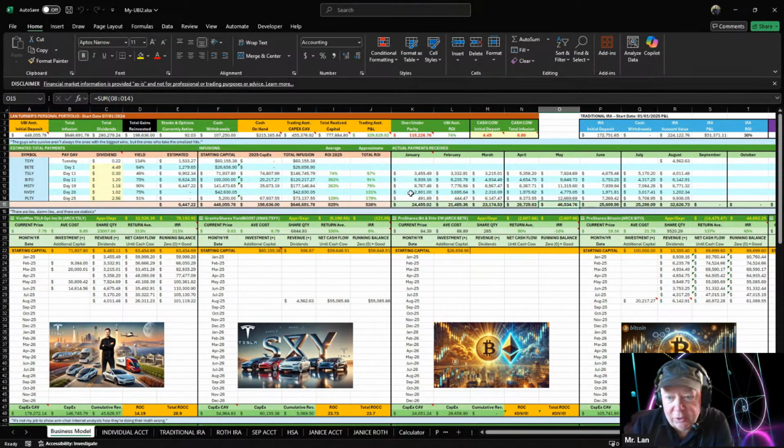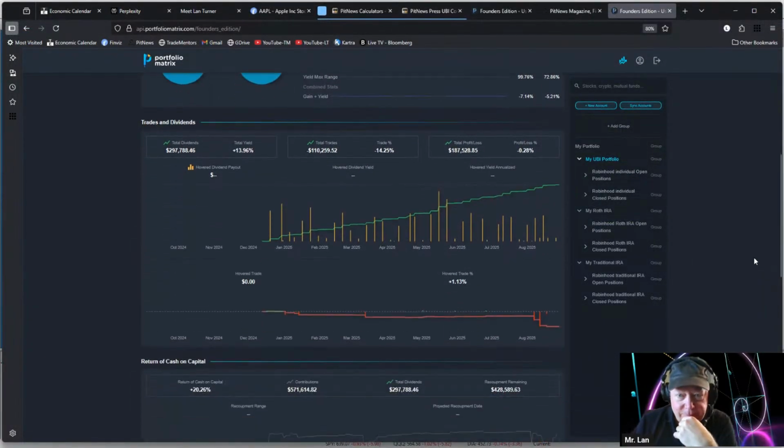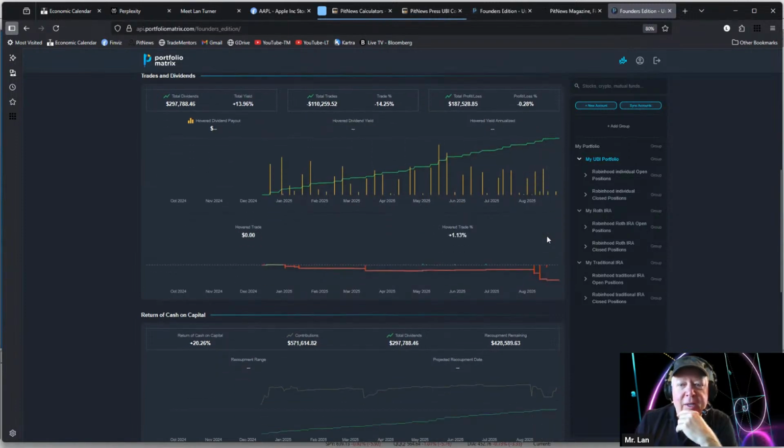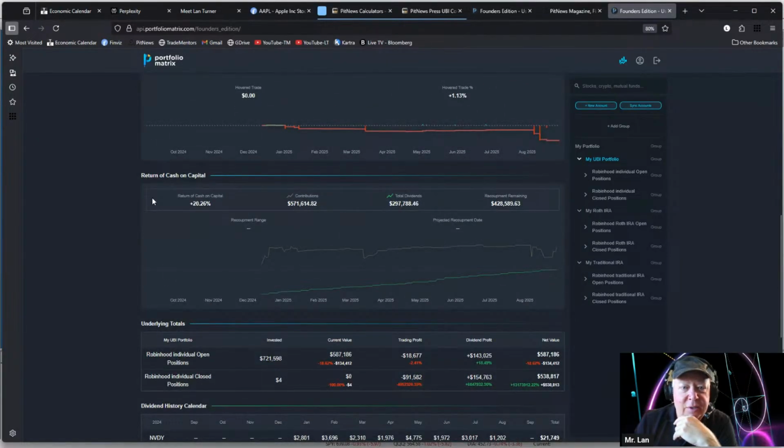Now, I love the view and everything in the spreadsheet and all the numbers, and I love to go in and do all that because I'm a real math, I'm a computer nerd. I like this kind of stuff, but it's easier if it's just all done for you. Okay. And so you can see my growth right here. This little green line is the growth of my income that's coming in. You can see my trades down here against my growth.